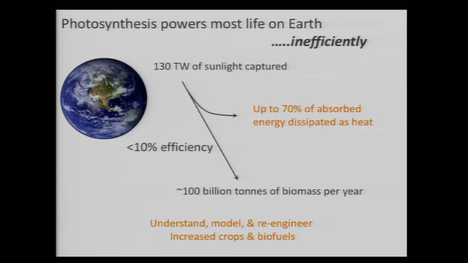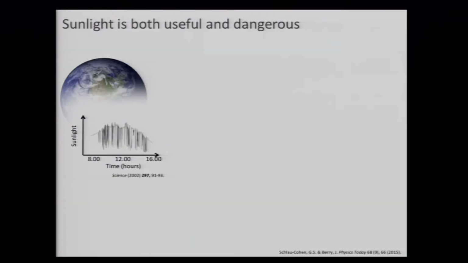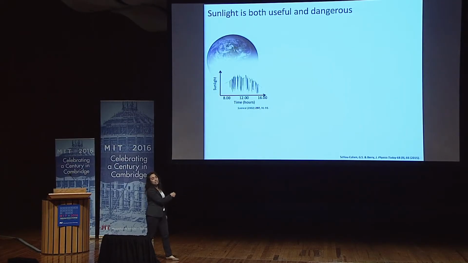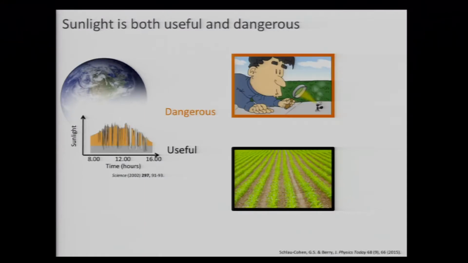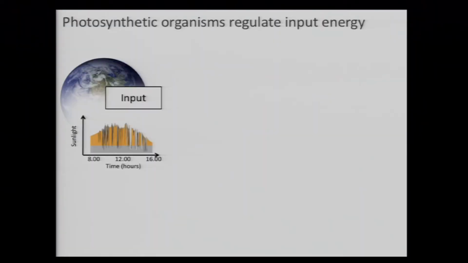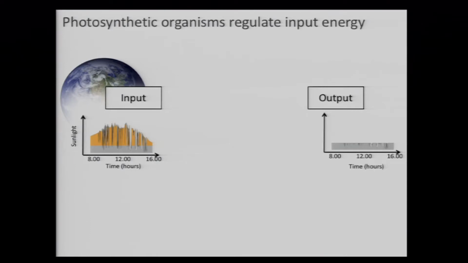So one source of inefficiency occurs in the very first steps of photosynthesis, when up to 70% of absorbed energy is dissipated as heat. Now, the reason for this inefficiency, we can see just by looking at solar intensity at a point on the Earth's surface. And so what we see is that it fluctuates. We have sunrise, sunset, clouds, and shadows. And for a photosynthetic system, this amount of energy is useful. This is the amount that can produce crops, but this amount of energy is dangerous. Too much light can cause damage. So what photosynthetic systems do is they take this input and they regulate it so that they only keep the useful energy.